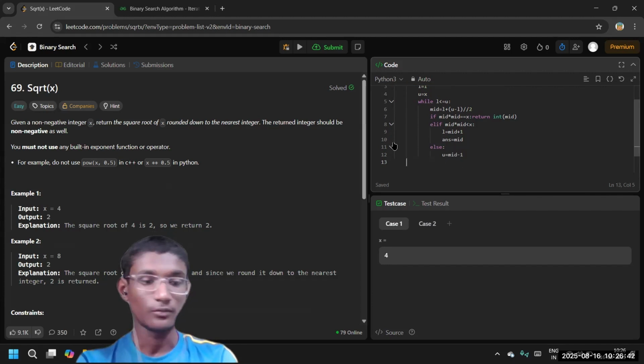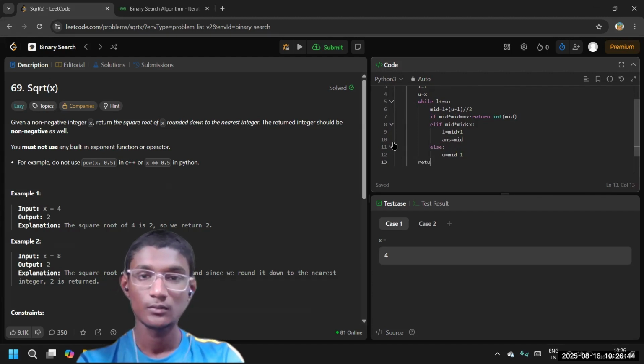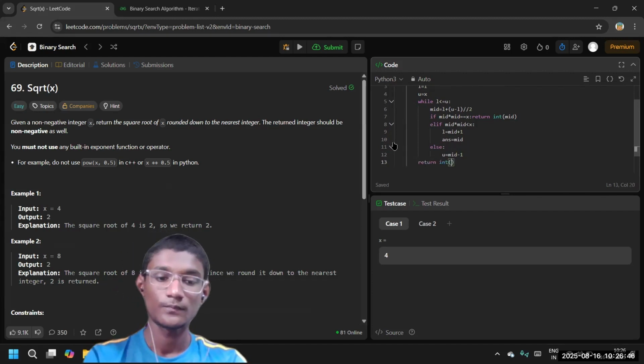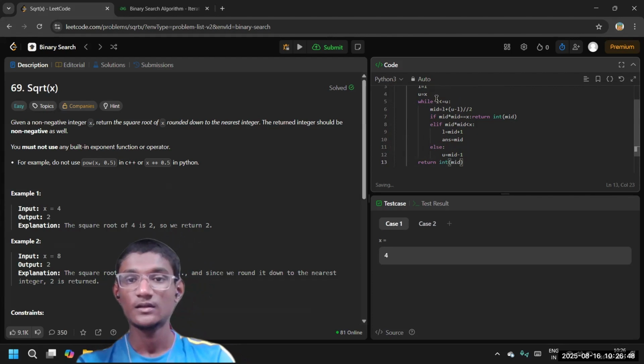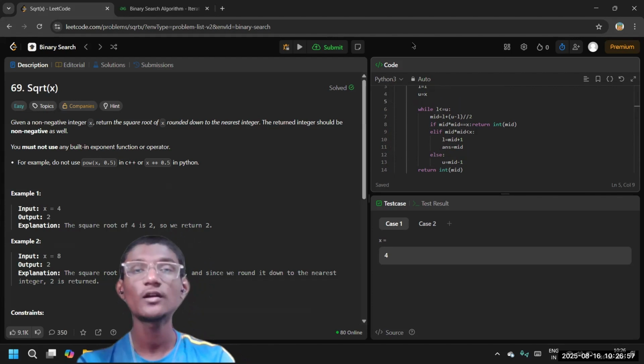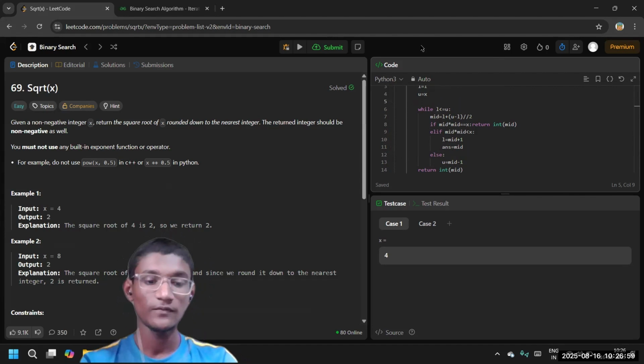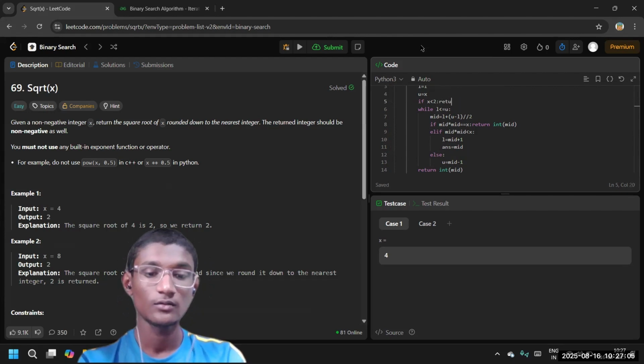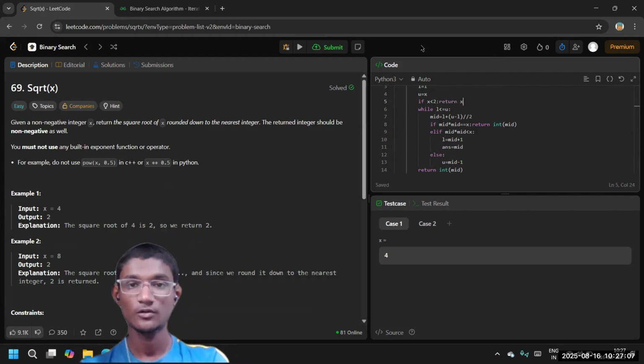Okay. Now simply return int of answer. If X equals 0 or 1, see, square root of 0 is how much? 0. Square root of 1, how much? 1. So simply we can say that if X is less than 2, then we can return here only, that is return X. That number only we can return, right?